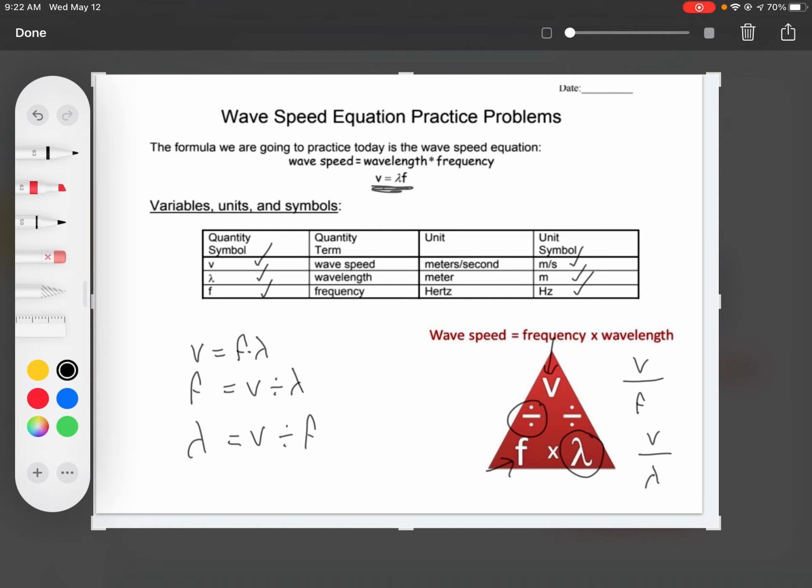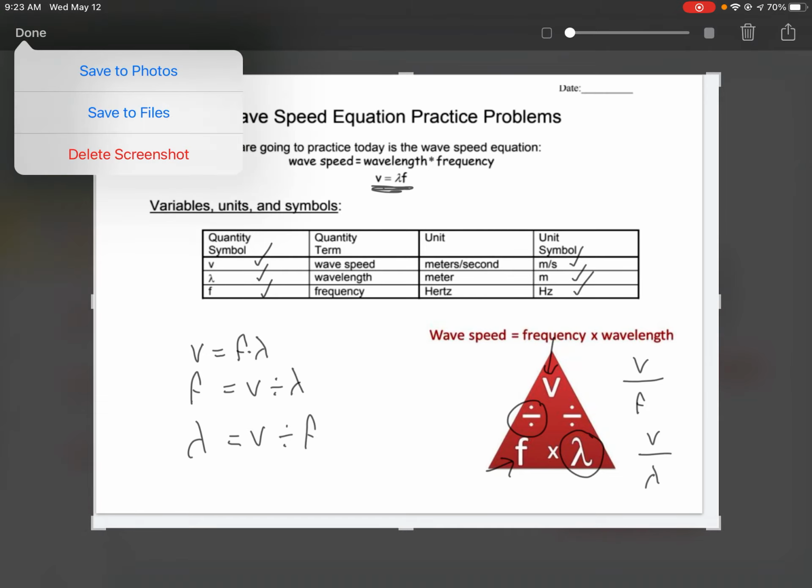This is at the top of your worksheet, but the triangle is not there, and neither are these equations. So you might want to write these down, all three versions of the equations. Okay, so now we're going to go ahead and work some sample problems.